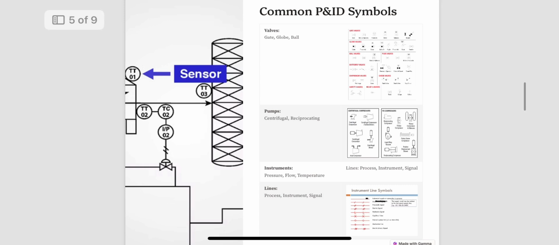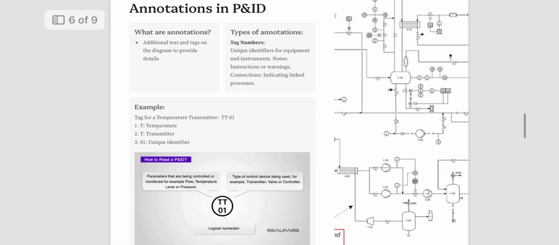This table helps you identify the symbols and understand their purpose within the diagram. It is essential to memorize or reference these symbols while working with P&ID. In addition to symbols, annotations are essential in P&ID as they provide detailed information about components.